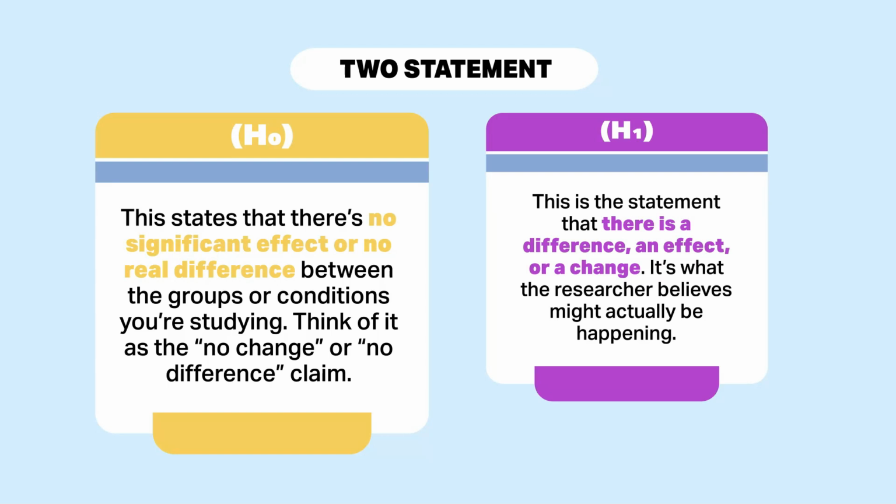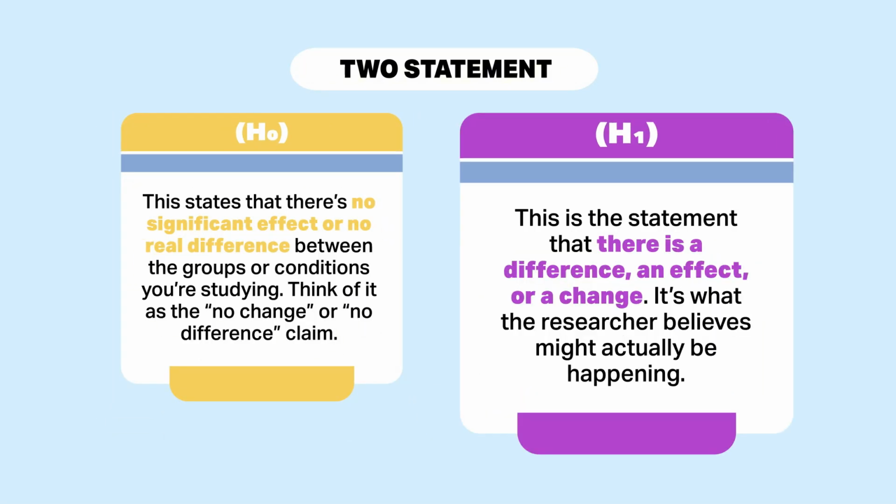What are null and alternative hypotheses? When researchers test a hypothesis, they usually start with two statements. The null hypothesis states that there is no significant effect or no real difference between the groups or conditions you are studying. Think of it as the no change or no difference claim. The alternative hypothesis is the statement that there is a difference, an effect, or a change. It's what the researcher believes might actually be happening.